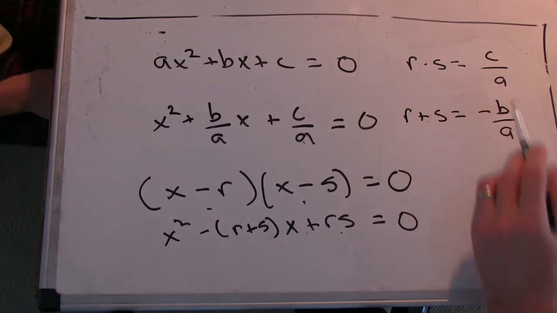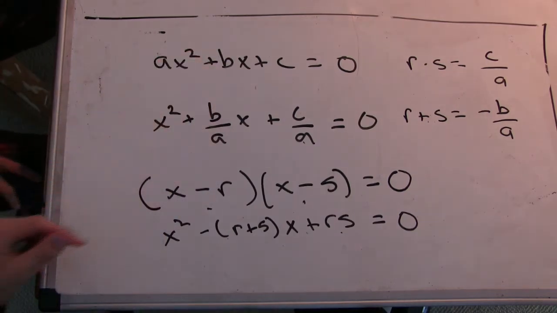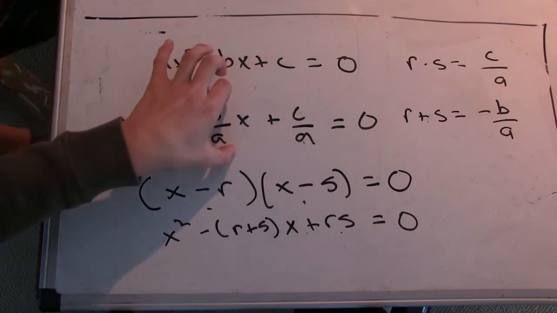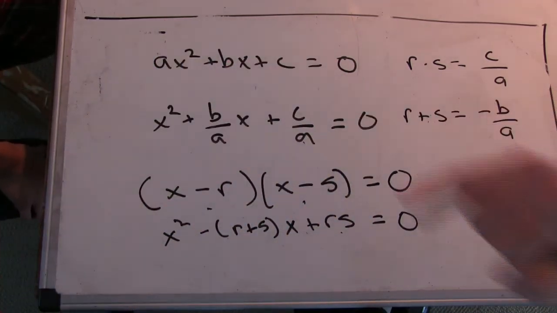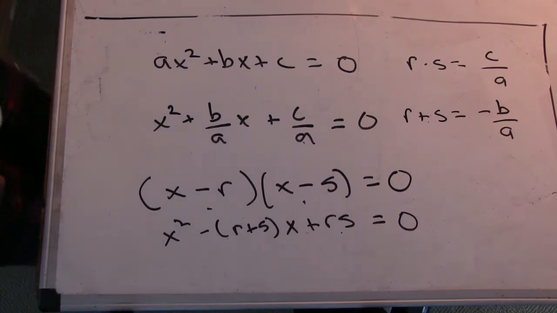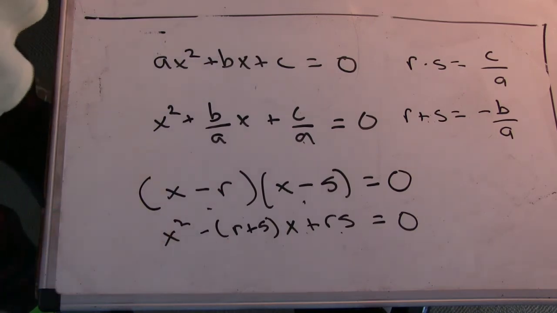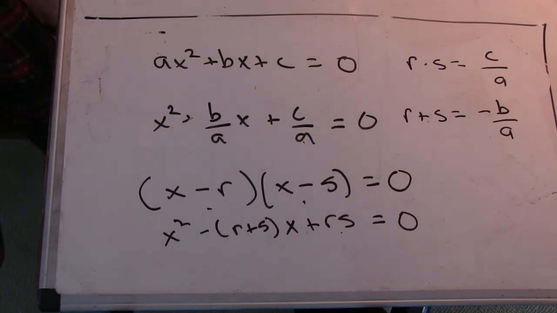Where did these equalities come from? When you multiply this out, you know that this has to equal this term, and this has to equal this term. Where did this minus b over a come from? Why isn't it equal to b over a? Well, you're multiplying by negative (r plus s) here, so the positive r plus s has to equal the negative.